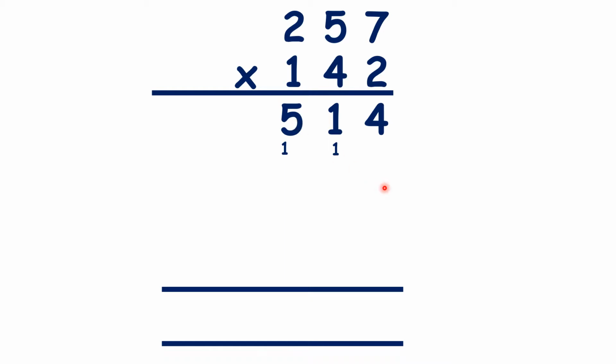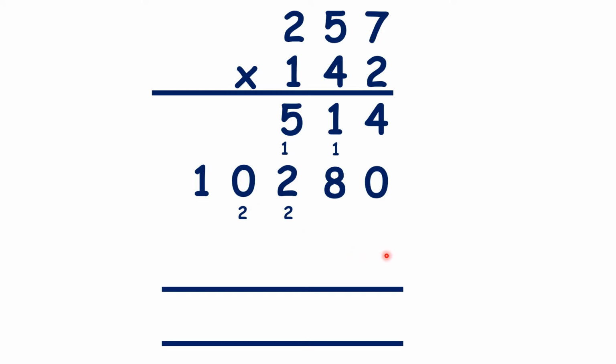Now on to our second line. So because this 4 really stands for 4 tens, we write 0 in our units before multiplying by 4. 7 times 4 is 28. 5 times 4 is 20, plus 2 is 22. And 2 times 4 is 8, plus 2 is 10.